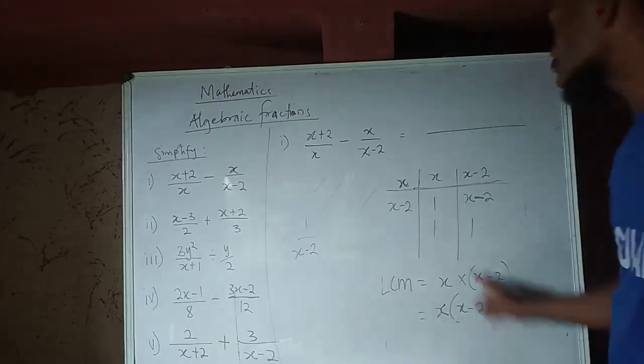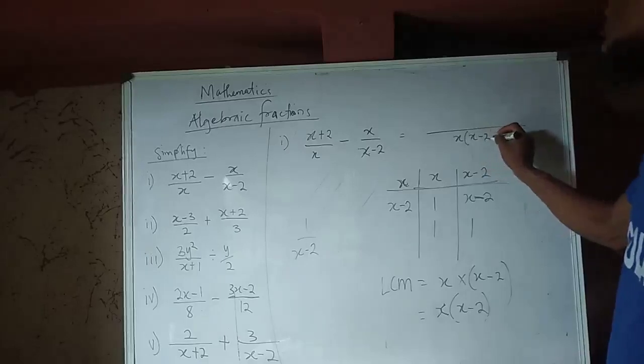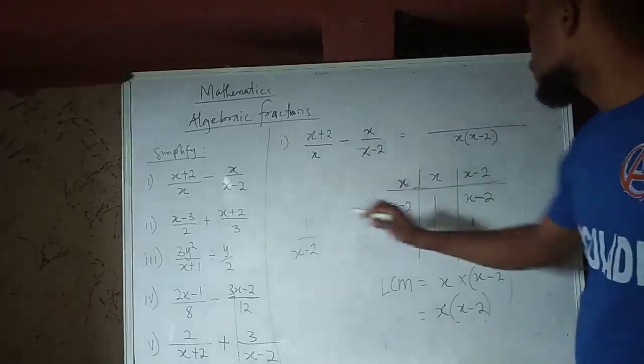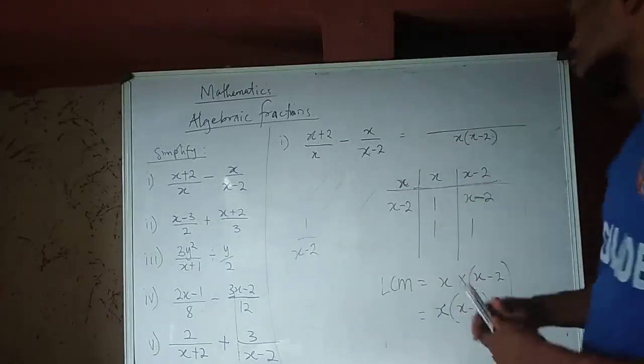Alright, so this is the LCM of x and x minus 2. So we write that here, x into x minus 2. That's what we have here. So we use this to divide x. When we use this to divide x, what are we going to have left?